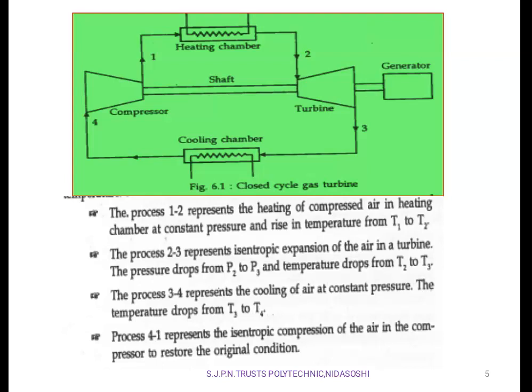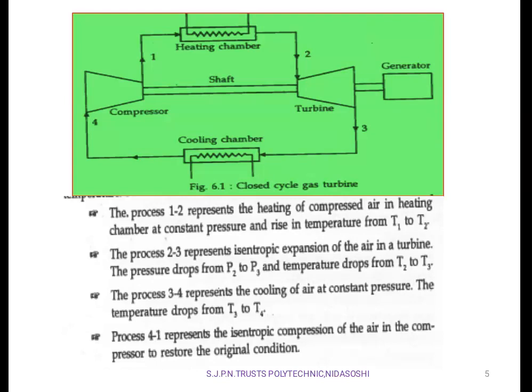Explain the closed cycle gas turbine. So if you see the schematic diagram, it contains 4 important parts, that is heating chamber, turbine, cooling chamber, compressor, and one more part, that is an additional generator, which is attached to the turbine.